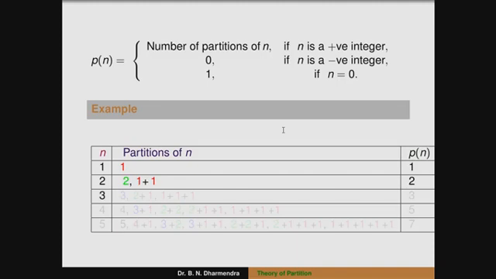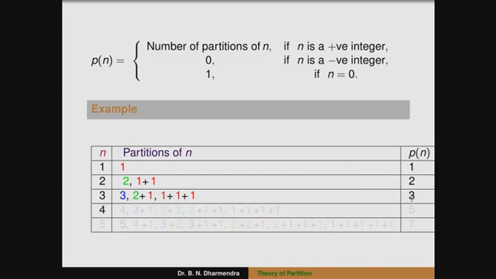Similarly, if n is equal to 3, it can be written as 3, and the next one, we decrease 3, that is 2 plus 1. Again, we reduce the 2 in terms of 1, that is 1 plus 1 plus 1. So p of n is 3. The first is 3, the second is 2 plus 1, and the next is 1 plus 1 plus 1. Therefore the number of partitions of 3 is 3.